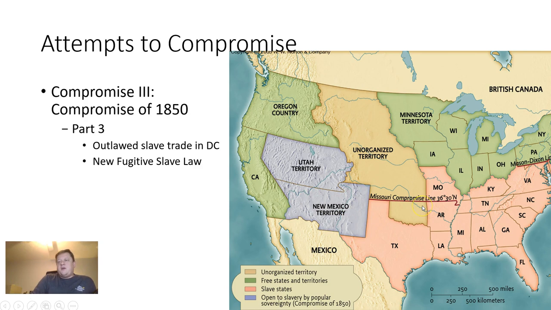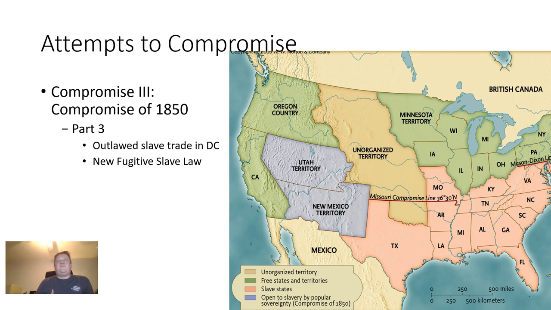Part three, we're going to outlaw slavery in the nation's capital, or the slave trade in the nation's capital. We're not going to outlaw slavery. Slavery continues to exist. Remember that Washington, D.C. is squeezed between two slave states, so slavery is legal there. However, we're going to outlaw the slave trade in Washington, D.C.